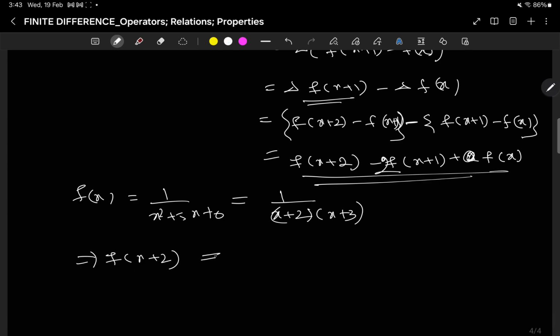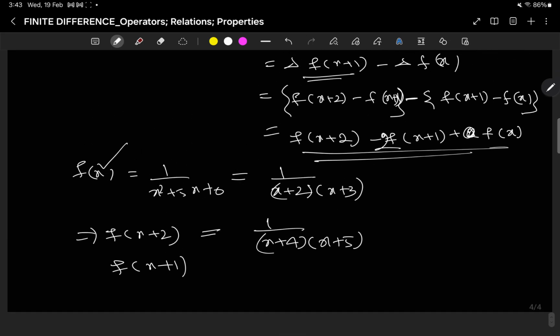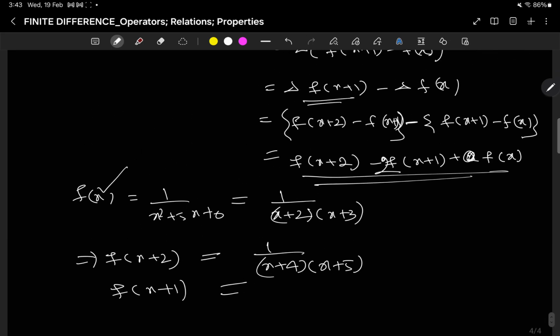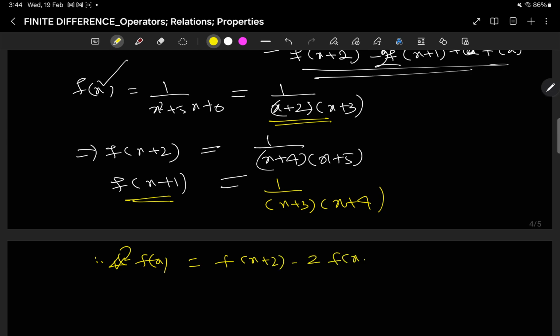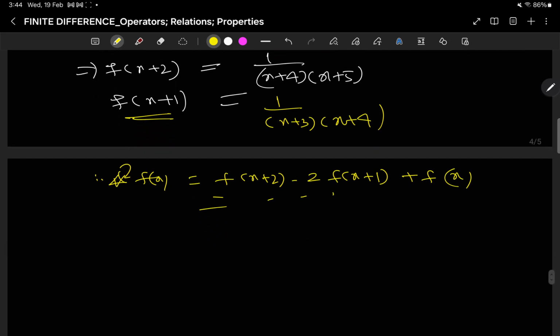So this implies f of x plus 2 will be, x is replaced by x plus 2. It is 1 by (x plus 4) into (x plus 5). Accordingly, can I not find f of x plus 1? And I simplified. So f of x plus 1 will be, x is replaced by x plus 1, 1 by (x plus 3) into (x plus 4). Now if I simplify it, therefore my del square f x is f of x plus 2 minus twice f of x plus 1 plus f of x. If I simplify it, it will be my answer.